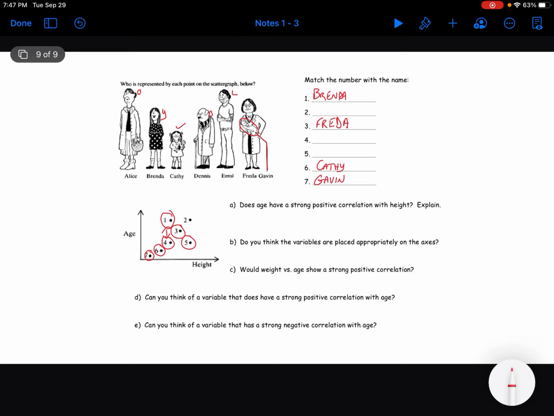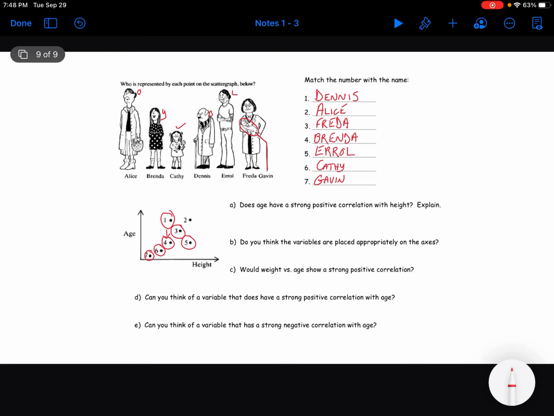Oh, sorry. 1 is older than 4. So that means that Dennis is older than Brenda. And finally, 2 is older than 5. So that means that Alice is number 2 and Earl is number 5.